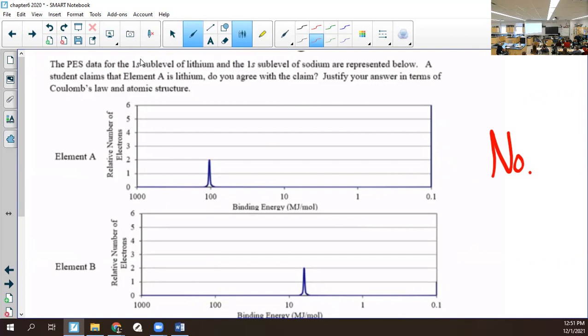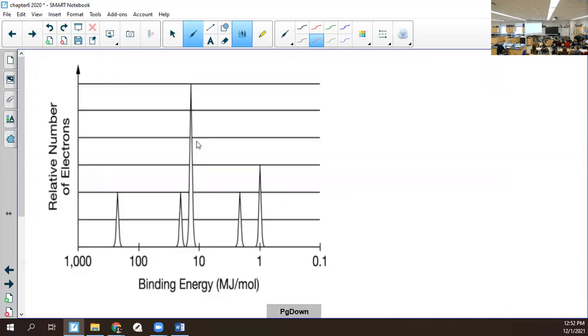Now, I don't know if I heard you right, but I swear someone said there's only one blue line. Well, that's true, but they're only showing the 1s, not all of it. Lithium has fewer protons, so it would have a lower binding energy. Sodium has more, so it would have a higher binding energy. Easy enough? Okay.